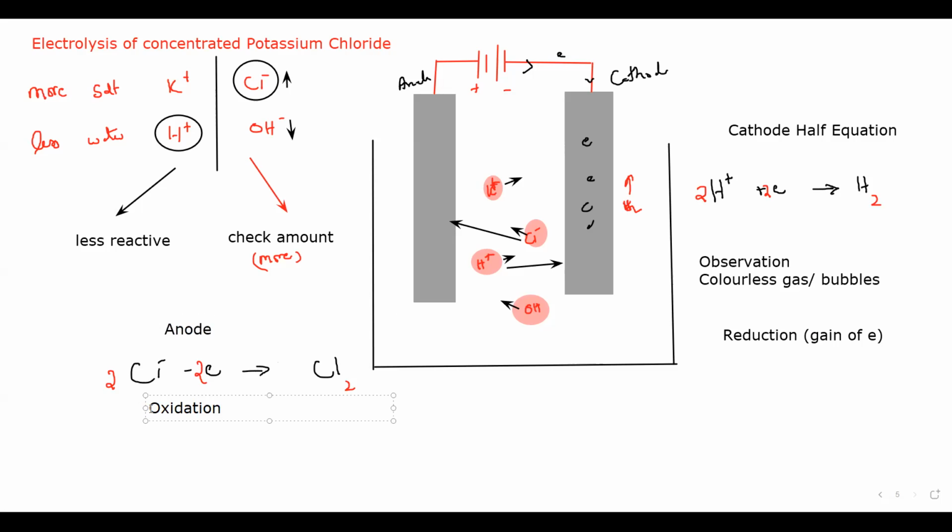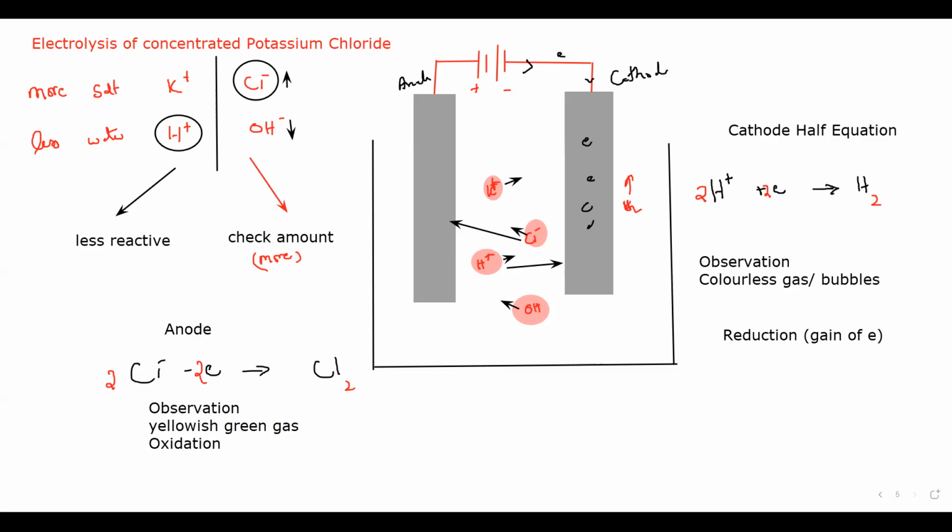And what is the observation? What will we see? Because chlorine is a yellowish green gas, we'll say a yellowish green gas is seen at the anode.